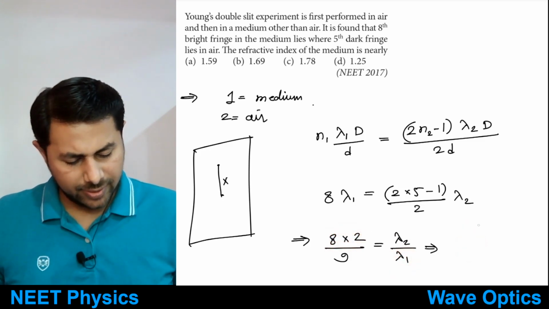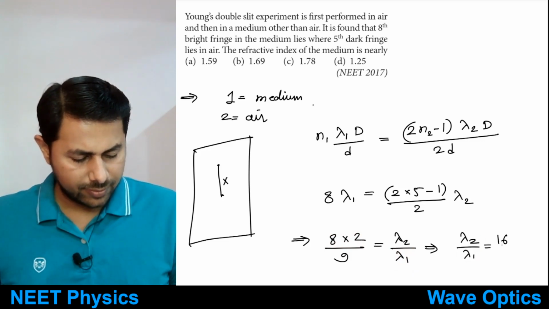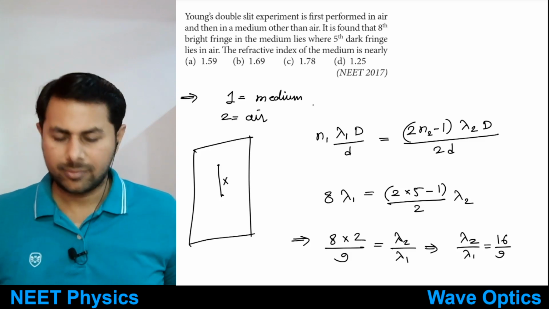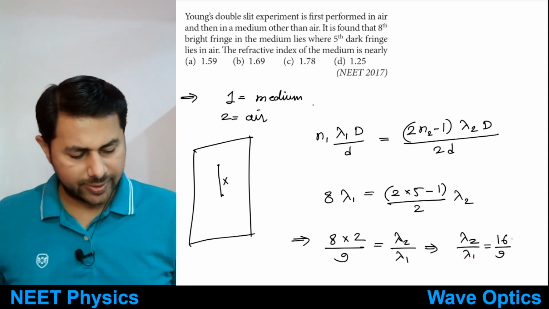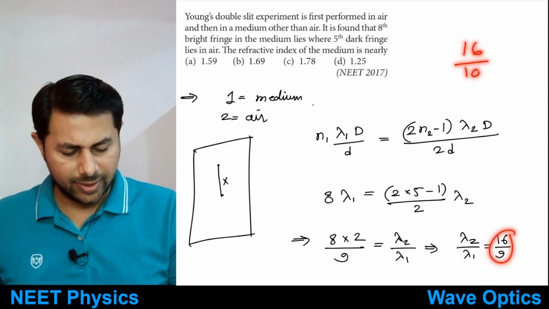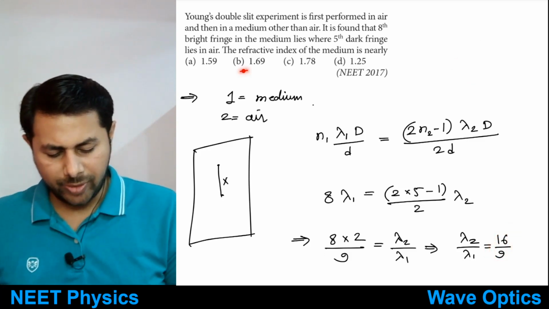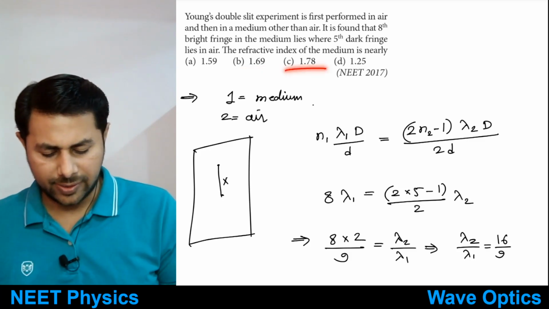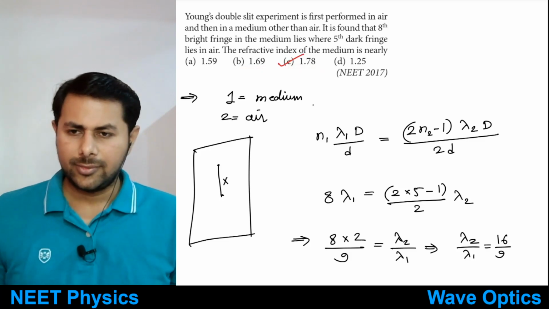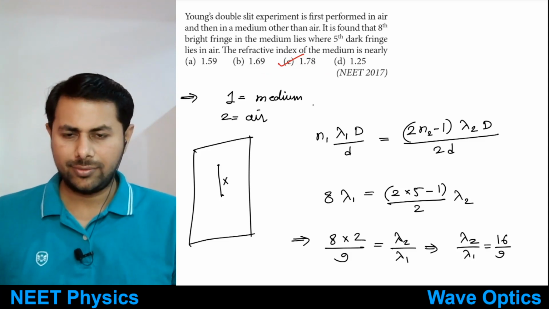16 by 9 means how much? Tell me. It will be greater than 1.6, because 16 by 10 is 1.6. Dividing by 9 would be greater than that. 1.68 or this one 1.7, 1.77. So that's option C. Okay, this is clear? Yes, no?